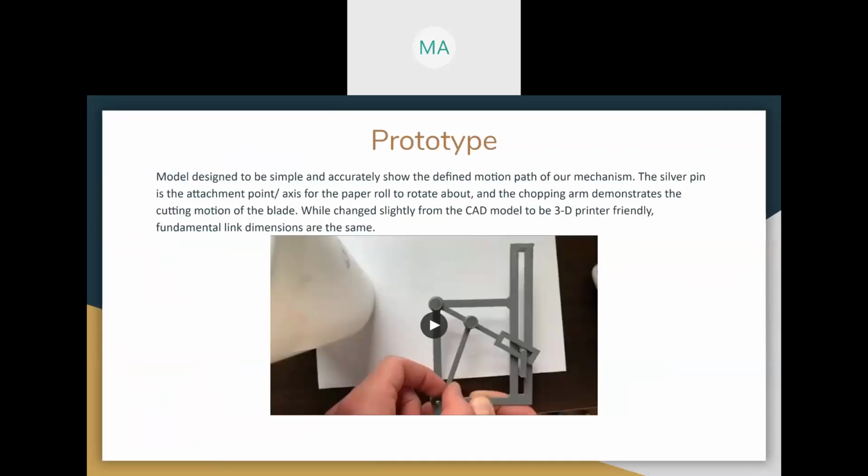So for the prototype, the model is designed to be simple and accurately show the defined motion path for a mechanism. The silver pin on the model is the attachment point or the axis for the toilet paper roll, and the chopping arm demonstrates the cutting motion of the blade. While changed slightly from the CAD model to be more 3D printer friendly, the fundamental link dimensions remain the same.